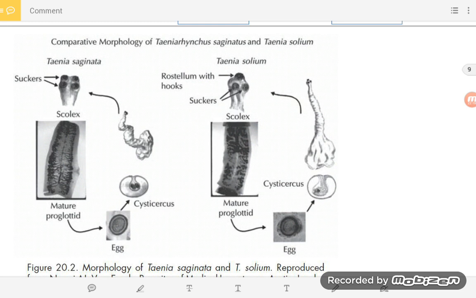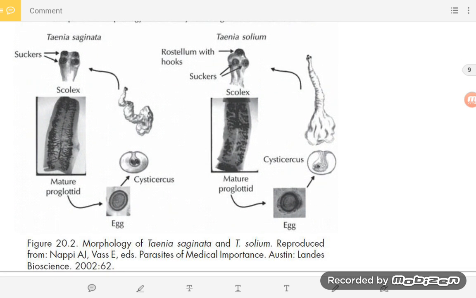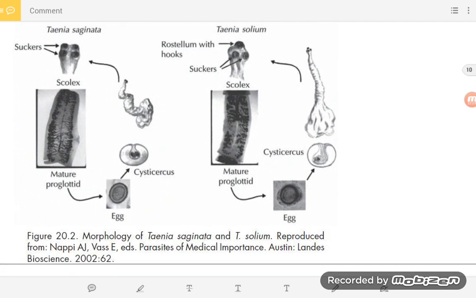So here is the comparison of Taenia solium and Taenia saginata. Here you can see first the rostellum in Taenia solium, the head part. When we consider the head part or the scolex, in Taenia saginata we can see only the suckers, but in Taenia solium we can see suckers plus a rostellum with hooks, right? This is the specific characteristic of the Taenia solium scolex part.